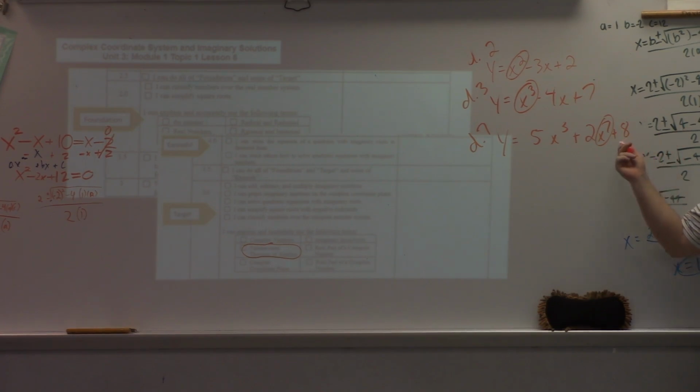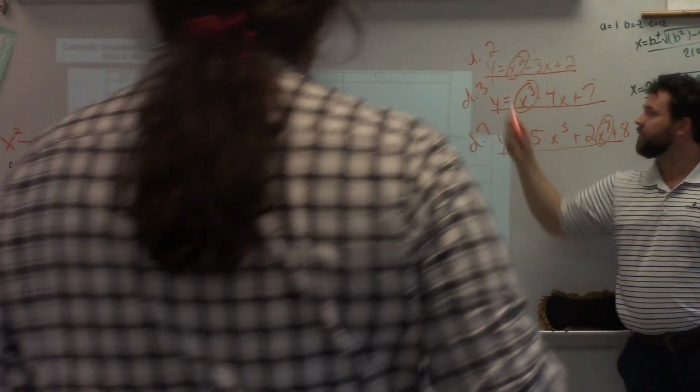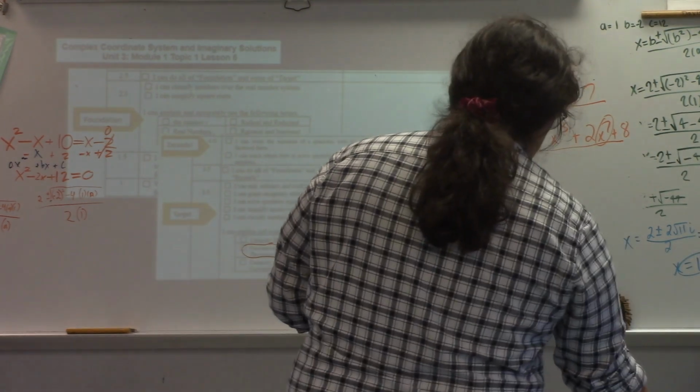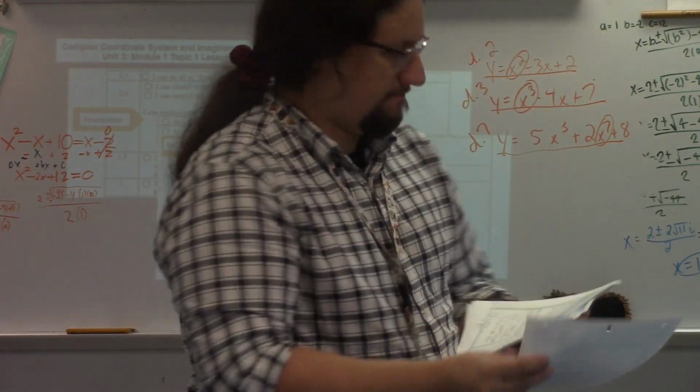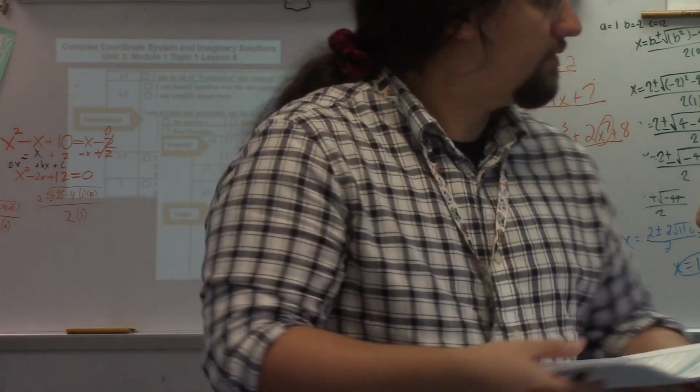So how many zeros is this function going to have? 7 zeros. How many zeros is this function going to have? 3. How many is this one going to have? 2. I will point out we have to know standard versus factored form, which is what next unit is all about. But the fundamental theorem of algebra just says this.